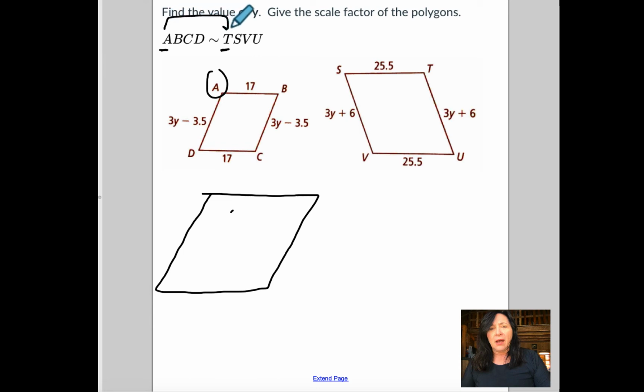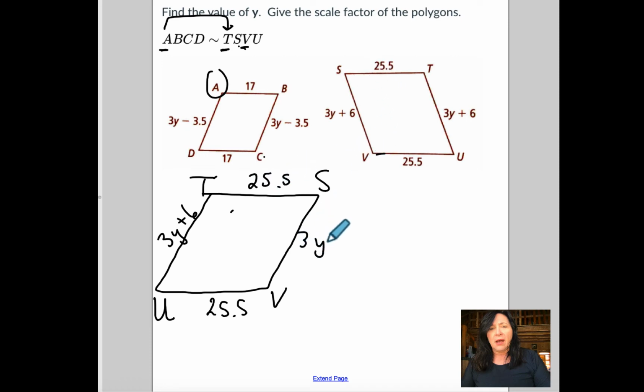A has to be congruent to T. So that means T has to be here. B, being here, has to be congruent to S. So that has to be S. C, which is down here, has to be congruent to V. And then the last one would have to be U. So I know that UV is 25.5. I know TU, which is over here, is actually this side, which is 3y plus 6. ST is 25.5. And SV is 3y plus 6.